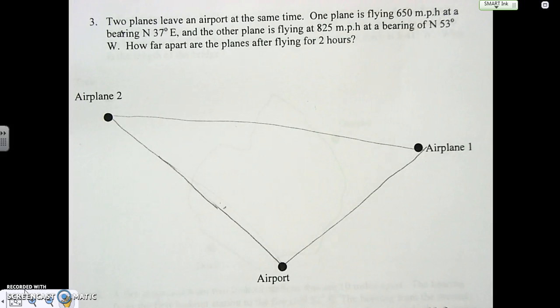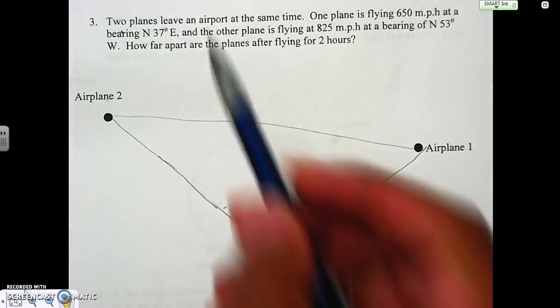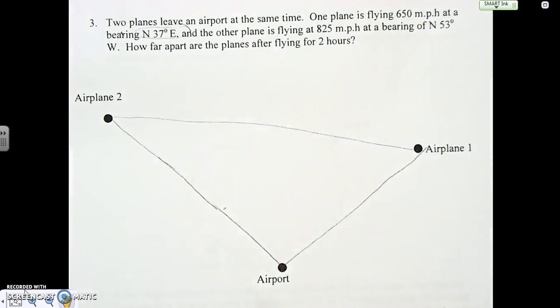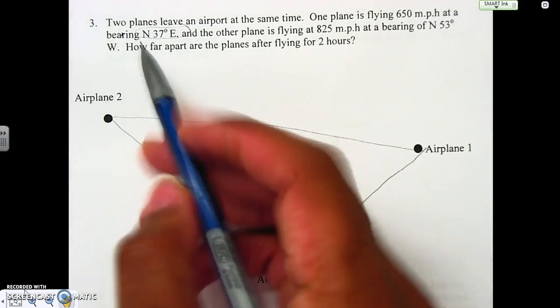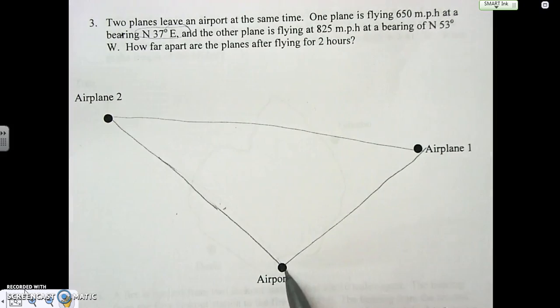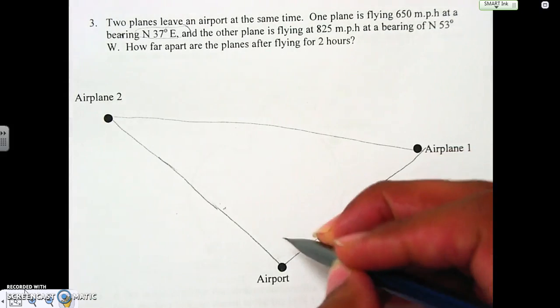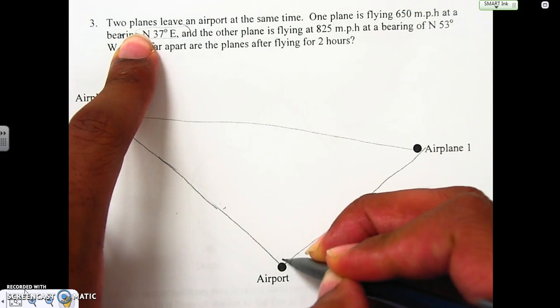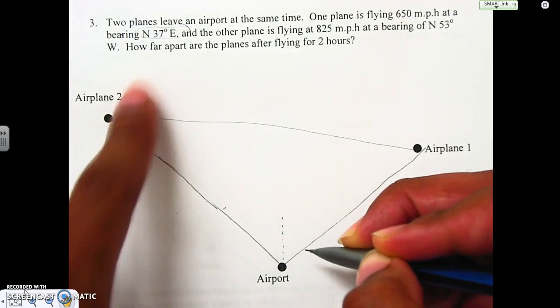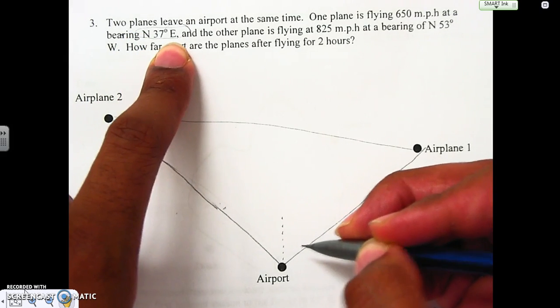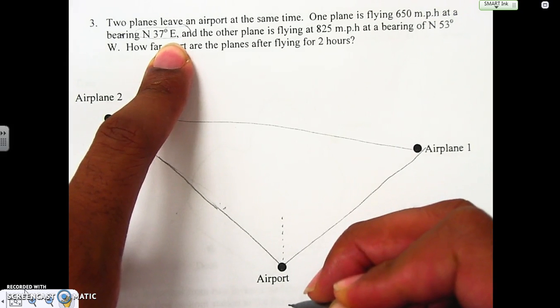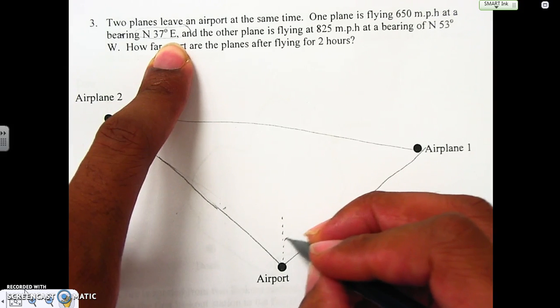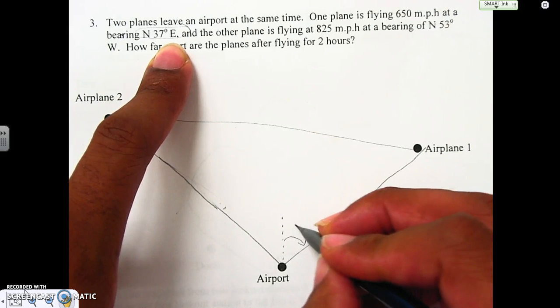Okay, so let's take a look at the bearings now, the actual angles that go with it. So the first one says north 37 degrees east. We're talking about 2 planes leaving the airport, so it means we start at the airport and do our angles to figure out our airplanes. Here we know it's north, so we do a dotted line going north. 37 degrees east. So are we going to the left or to the right? To the right. And so here that's 37 degrees.